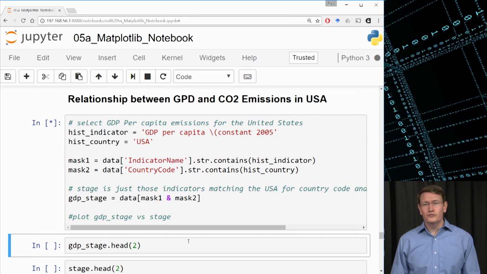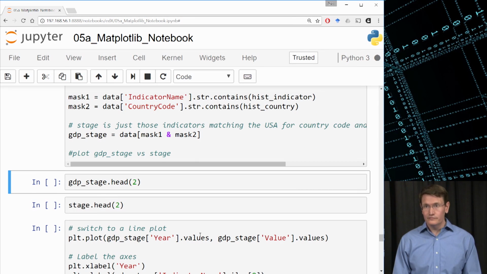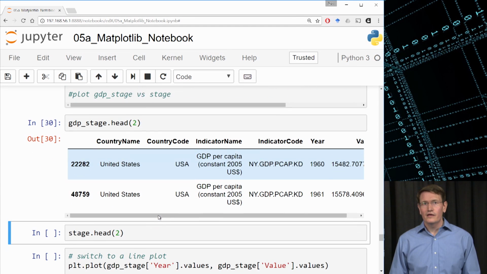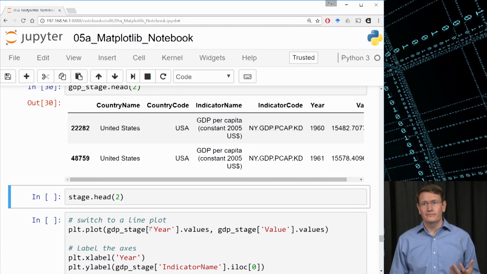And then what we'll do is check what this output is by running the head method. Looks like we have the data we want. Per year, we have the GDP per capita based on the value of US dollars in 2005. So this is pretty similar to what we had for CO2 emissions per capita.